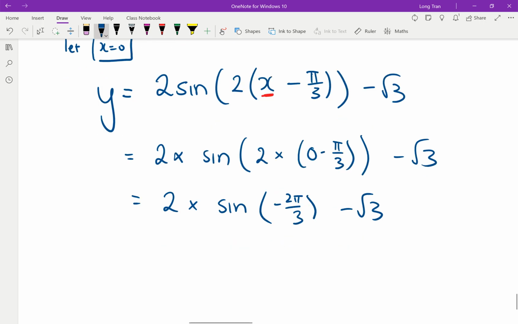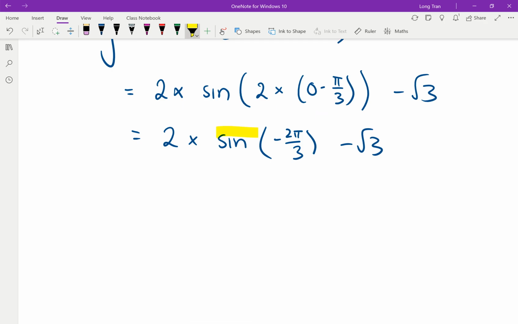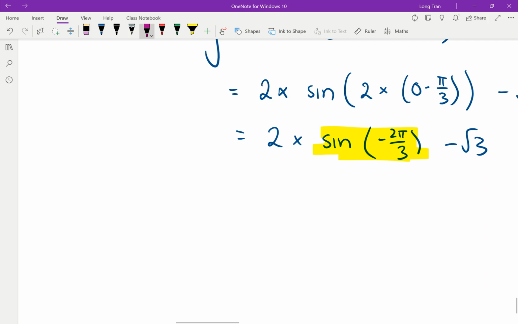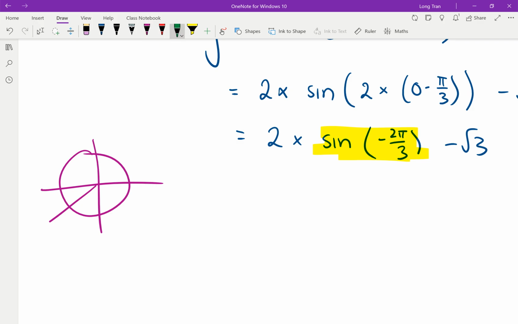And now this is where you have to use your exact values and symmetry properties. Work out what sine of negative 2 pi on 3 is. So hopefully you can do it in your head, or if you can't, I'm drawing a unit circle for you. Negative 2 pi on 3 means that you're in quadrant 3. So that's the same thing as finding the negative, because sine is negative in that region. Sine's y values are negative. So this is the same thing as finding negative sine of pi on 3. So this essentially is 2 times whatever that is, and then minus root 3.